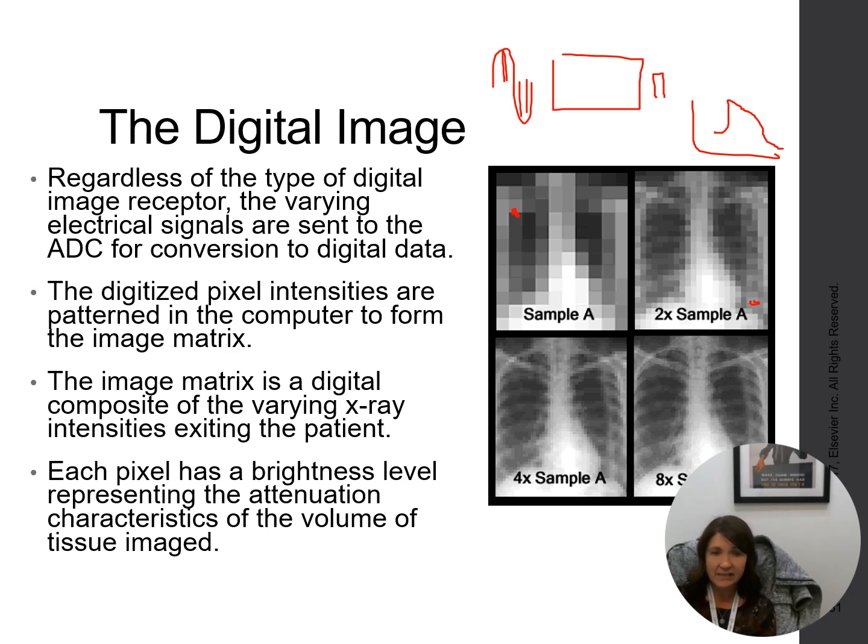The digitized pixels are intensities. They are patterned across the computer screen to form the matrix. Remember, the bigger the matrix, the smaller the pixels, the better the spatial resolution. Each pixel has its own brightness level, and it only gets one brightness level per pixel. You can't split a pixel in half. It is what it is. So as soon as we have that quantization, that pixel is going to be that shade of gray and no other for the particular image.